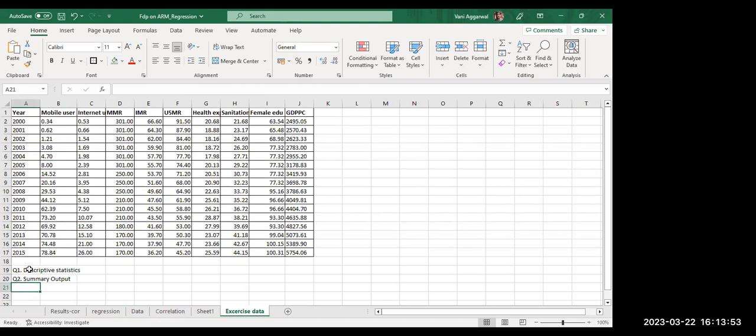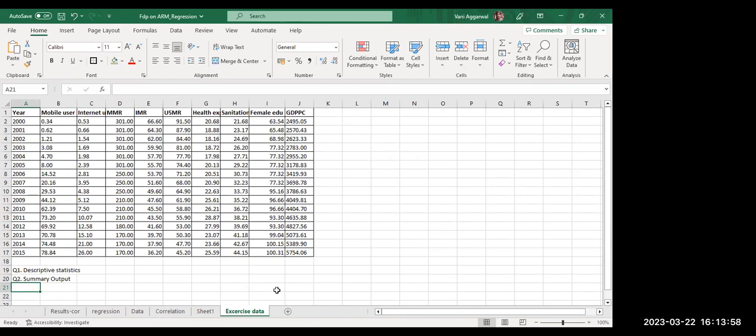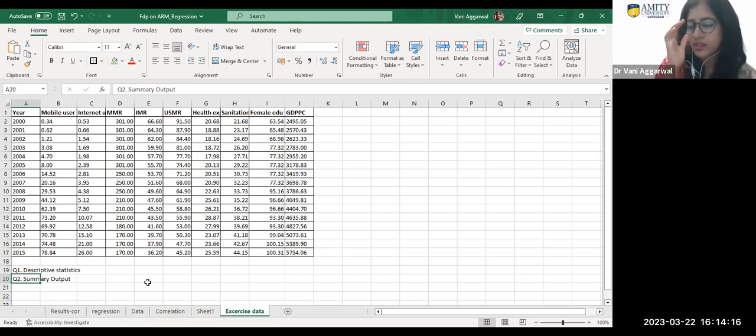Ma'am, can you please write down these points? Ma'am, what is the difference between descriptive statistics and summary output? Because summary output will automatically come when we give the command for descriptive statistics. So that will be there in the regression. Yes, if you want only descriptive statistics, then you can go to the descriptive statistics option. Otherwise, if you go to the regression, your mean, median is absent, no?